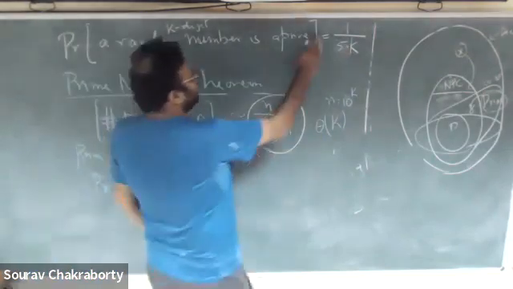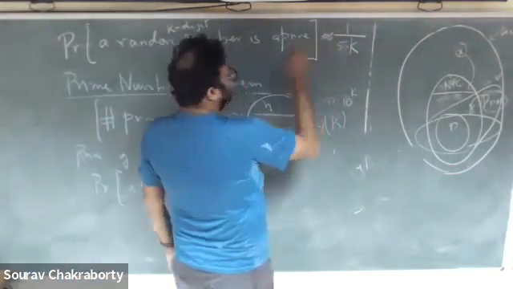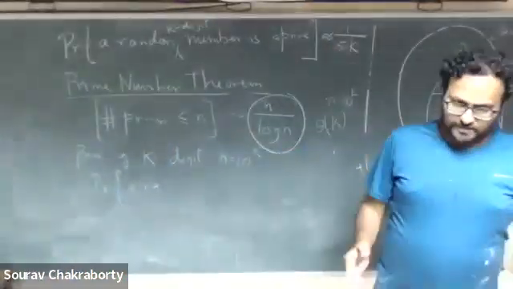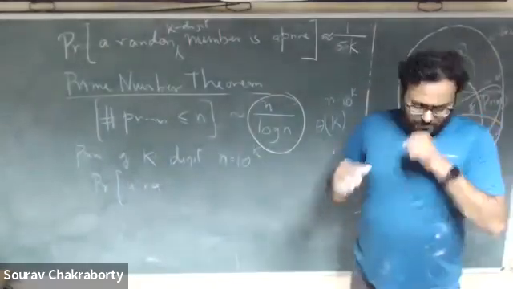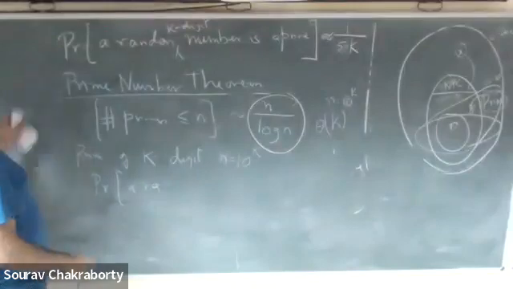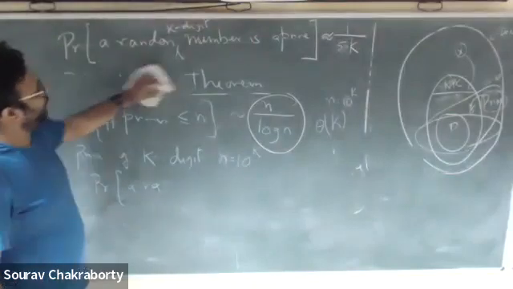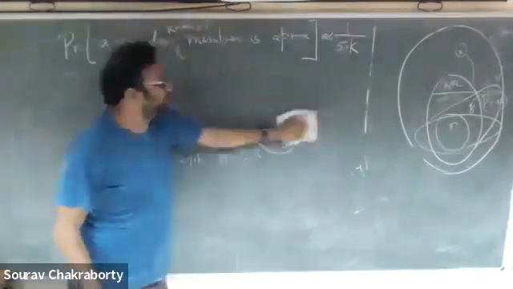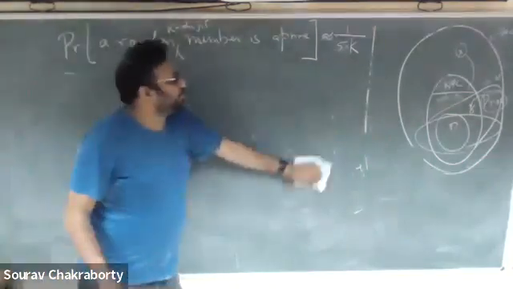Fine. So if I pick a random number and check, I can do it. Okay, good. Now, how much time does it take to check if a number is prime or not? Polynomial in what?